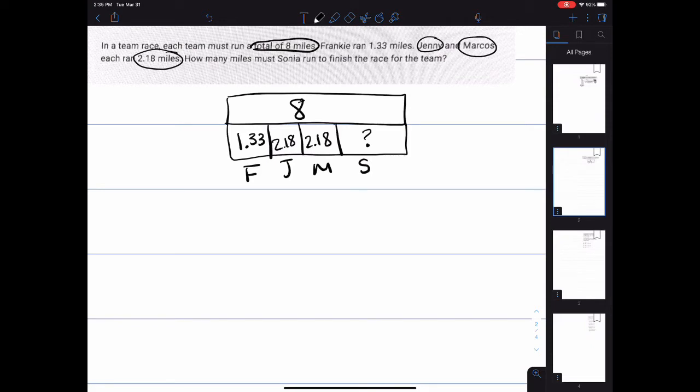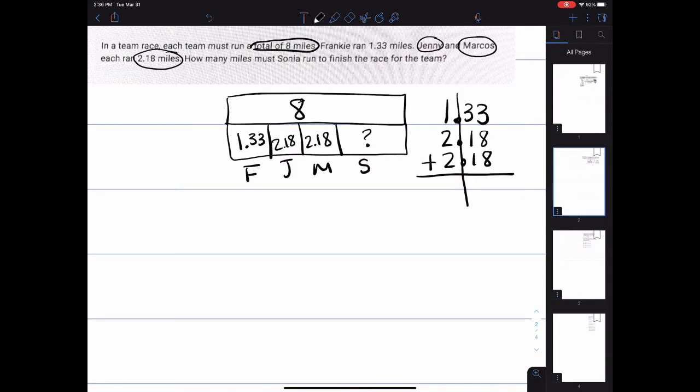Well, this is actually very similar to the problem we just solved. Again, I need to figure out how much they already ran, so I'm going to add up the amount for Frankie, Jenny, and Marcos. So I'm going to add 1 and 3/3, 2 and 1/8, and 2 and 1/8 again. Now, I'm making sure that I line up my decimals.